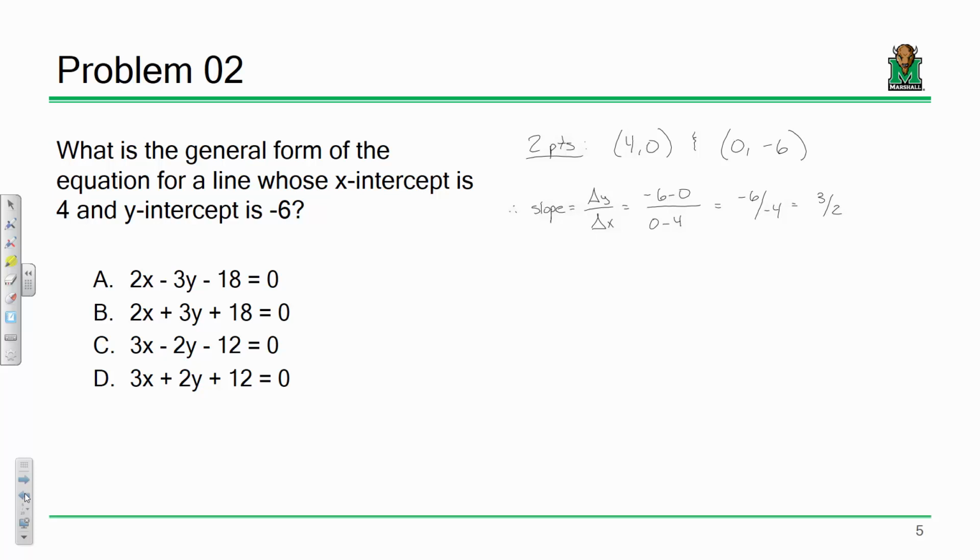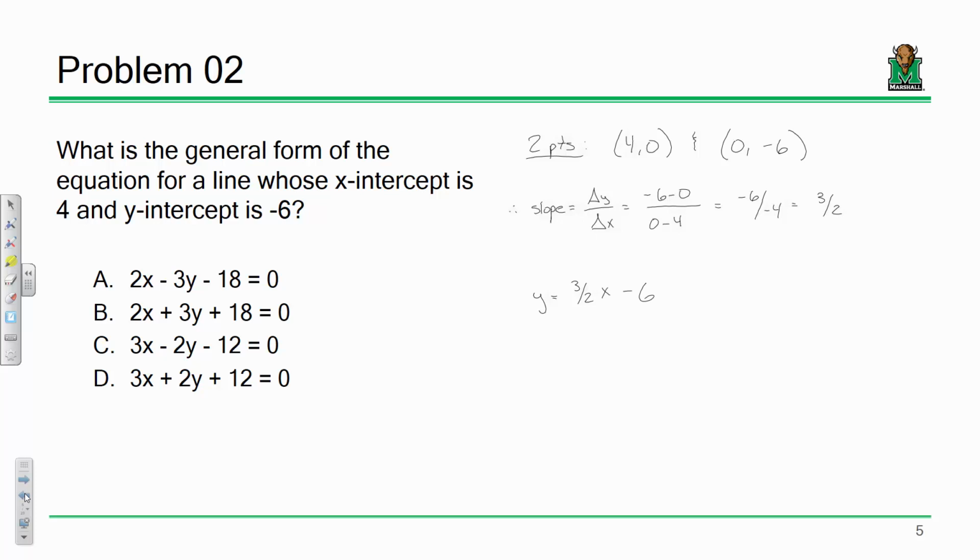Now I could do point slope, right? I could do y minus y1 equals m times x minus x1. But when I have y equals mx plus b, what's m? M is the slope, right? What's b? And what's the y-intercept? 6. So I propose that the equation of this line is y equals negative 3/2 x plus 6. That's the equation of the line.